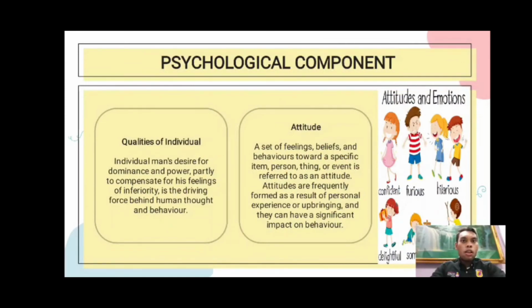And next is qualities of individuals. Individuals may desire dominance and power, partly to compensate for feelings of inferiority. It is the driving force behind human thought and behavior. The last one is attitude. A set of feelings, beliefs, and behaviors toward a specific item, person, thing, or event is referred to as an attitude.